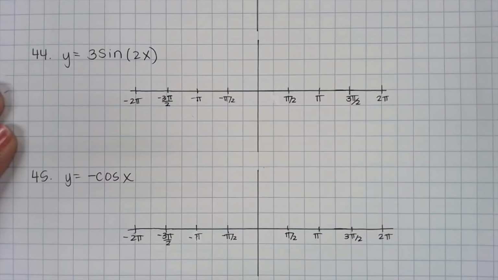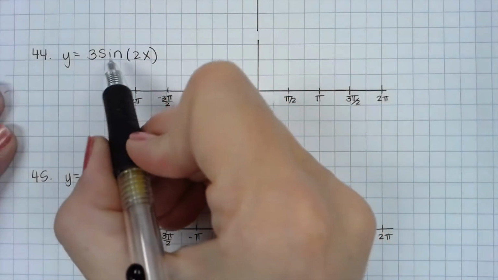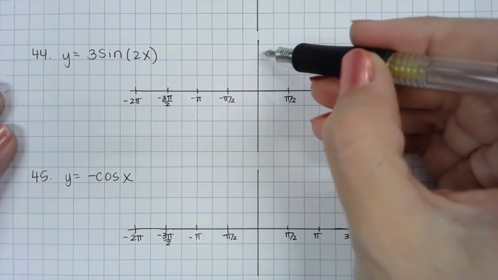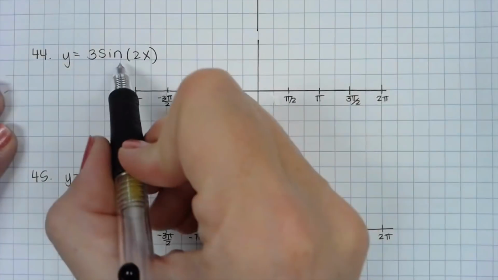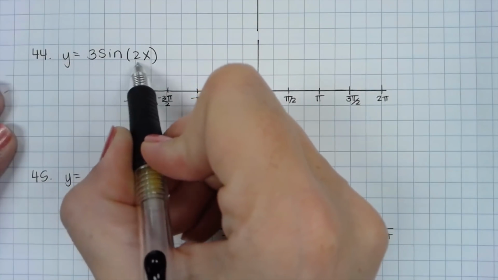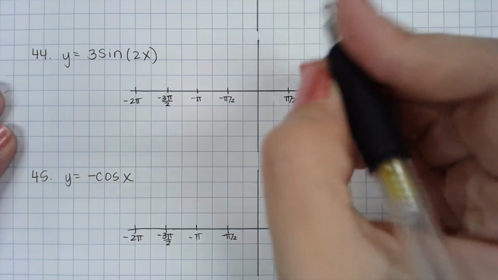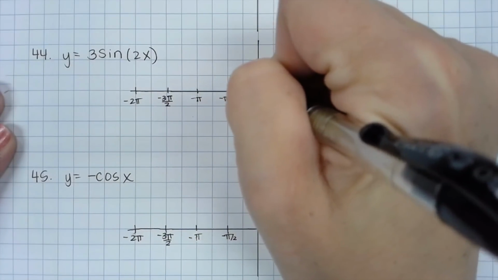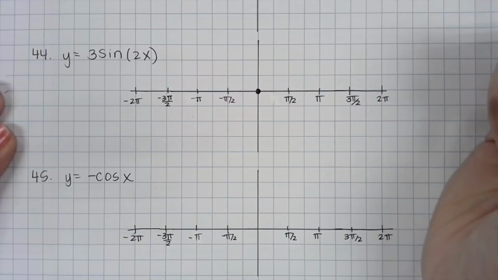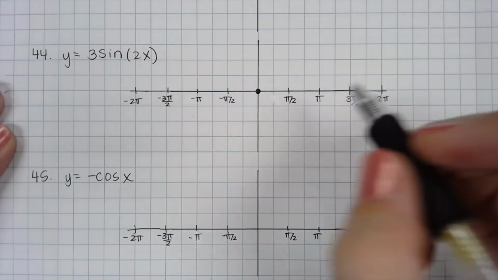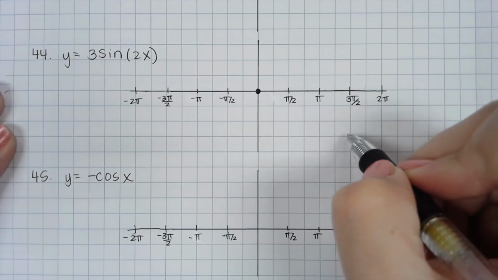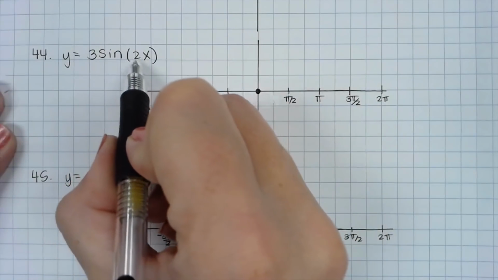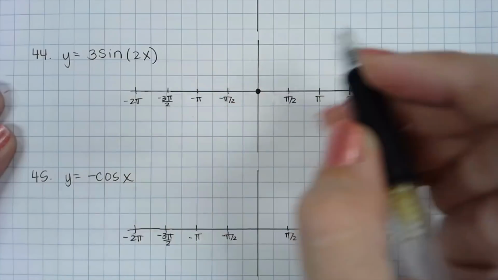All right, so 44 actually has two things happening on it. The first thing that you'll notice is that there's a 3 out front. So I'm going to be going up to positive 3, and I'm going to be going down to negative 3. But the other thing that's happening right here with this 2, so there's a horizontal compression happening. Normally, sine goes through the middle, and so even with a horizontal compression, sine is still going to go through 0, 0. And then normally it would go up here, and then back to 0, and then down here, and then back to 0.